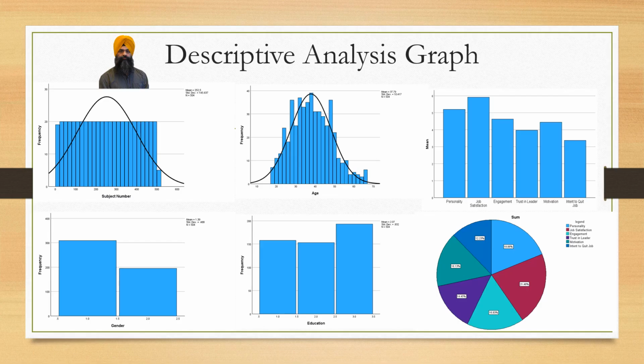When graphically representing data, it is essential to choose an appropriate visualization method based on the nature of the variables. For scale variables like age and code, a histogram with the normal distribution best illustrates the data distribution. Conversely, for nominal measures like gender and education, histograms suffice as a graphical representation. Variables such as personality, satisfaction, engagement, trust, motivation, and quit fall under the ordinal measures.